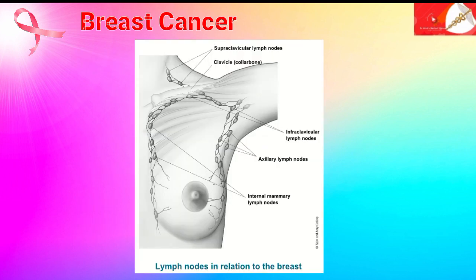Axillary lymph nodes can be divided into three levels. Level 1 is the low axilla. Level 2 is more medial, under the pectoralis minor. Level 3 is most medial, under the clavicle. Positive supraclavicular and internal mammary nodes are considered distant metastasis.